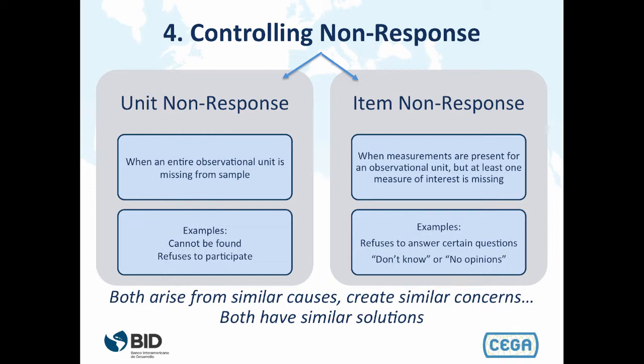The second form of non-response is item non-response, and this is, of course, within the survey when measurements are present for an observational unit, so for an individual, but at least one measure of interest is missing. So let's say we ask a question around each individual's last level of education completed, and we only have responses from 5 of the 6 household members. And the 6th household member provides us with a doesn't know or refuses to answer that question. That is an item non-response. Both arise from similar causes, create similar concerns, and of course both have similar solutions.